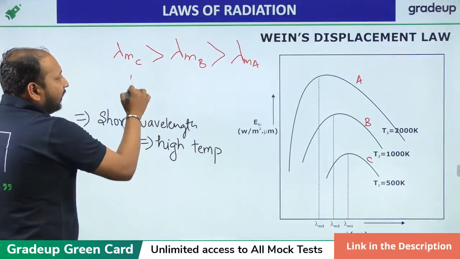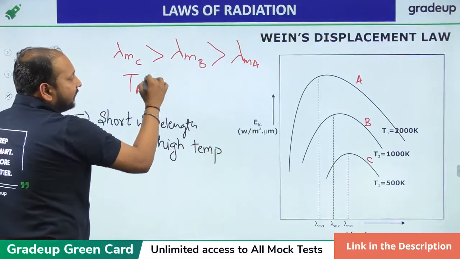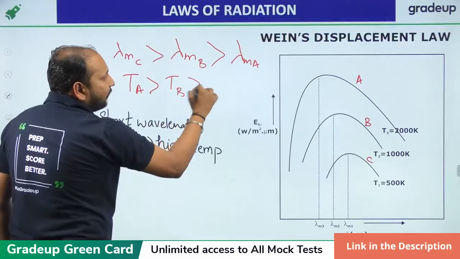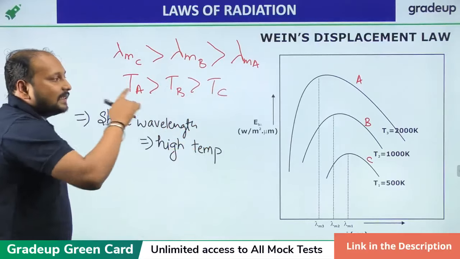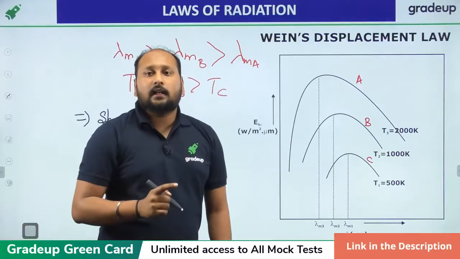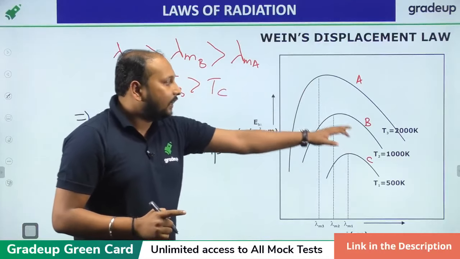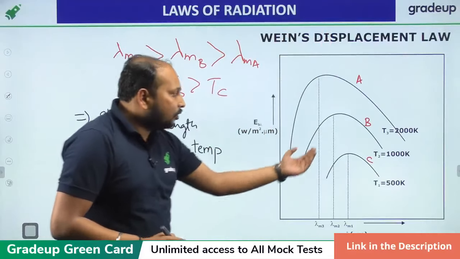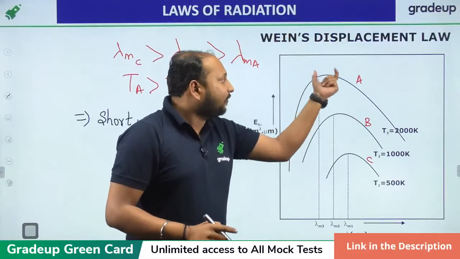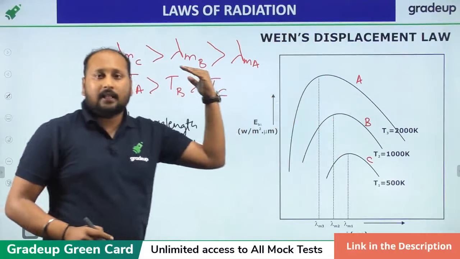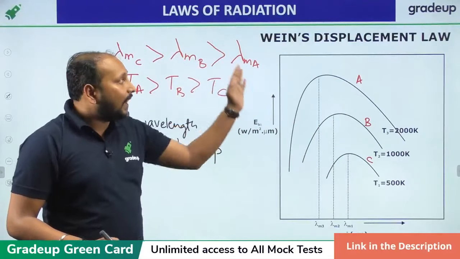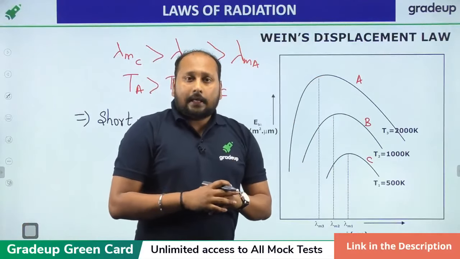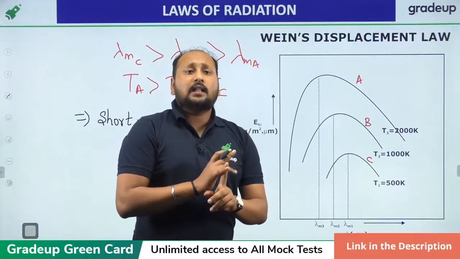Also, what we have understood is that the temperature of A is greater than the temperature of B, which is greater than the temperature of C. So this is the same statement which Wien gave us: if the absolute temperature is increasing, what will happen? The top of the peak of the curve will be shifting towards the left. That's the main inference of Planck's and Wien's displacement law. Clear? That is the most important concept.